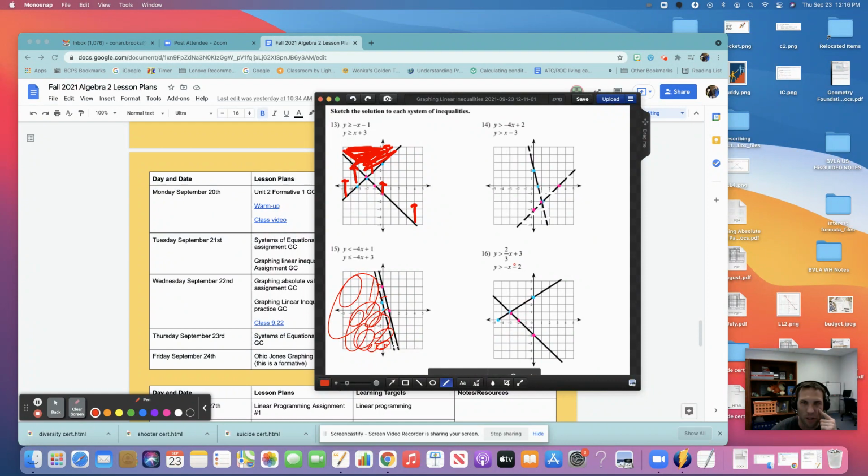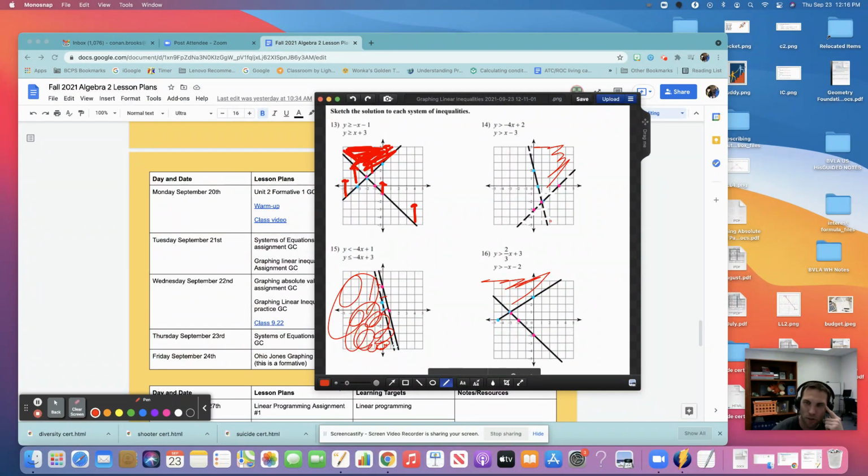In this set, they're all either greater than or less than. So this one would be up here, and again, this would be dashed. And this one would be greater than and greater than, so this one would be up here, and this one would be dashed.